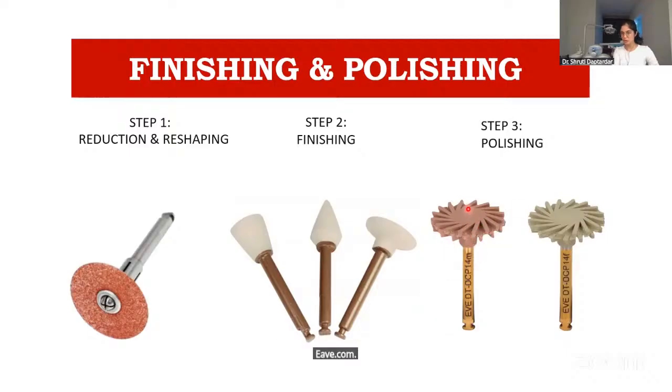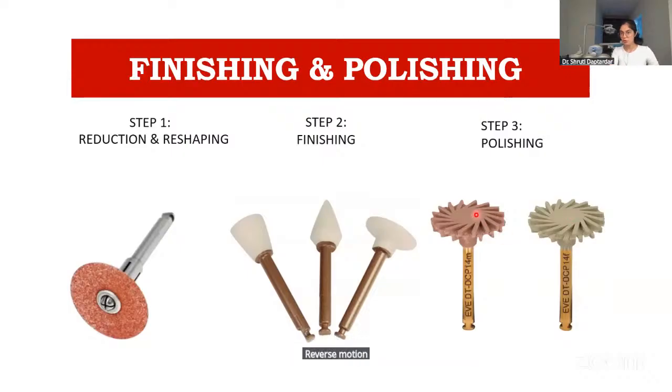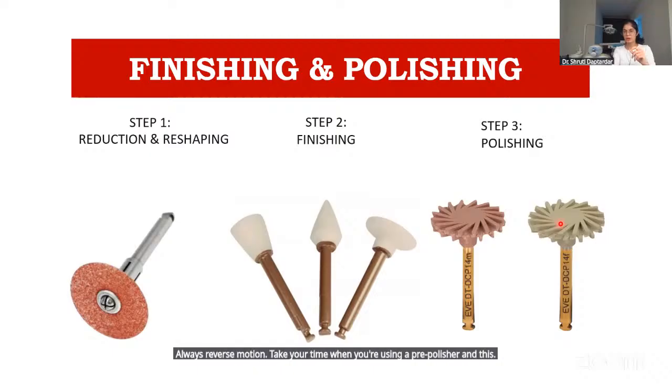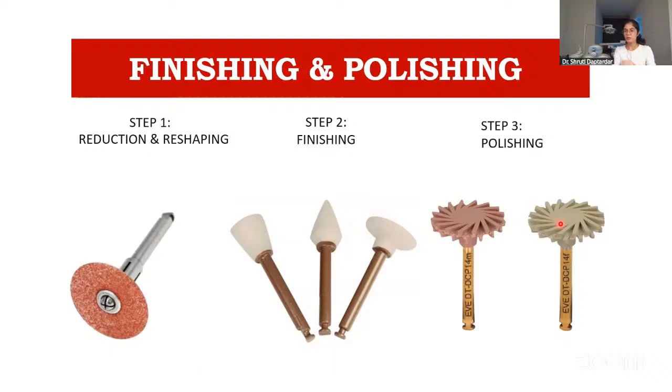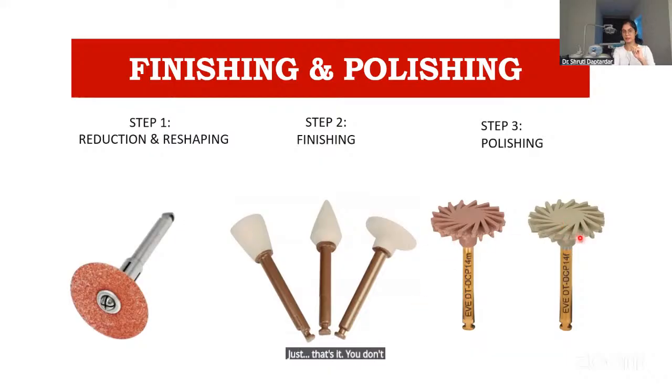This is your pre-polisher, this is your final polisher. Medium speed, intermittent air and water spray, reverse motion. The moment you put this instrument in a forward motion, you see these leaves, they are going to crack and break open. Always reverse motion. Take your time when you're using a pre-polisher and this. This is going to give you the glass-like finish which you have seen on social media. That's it. You don't need anything else.